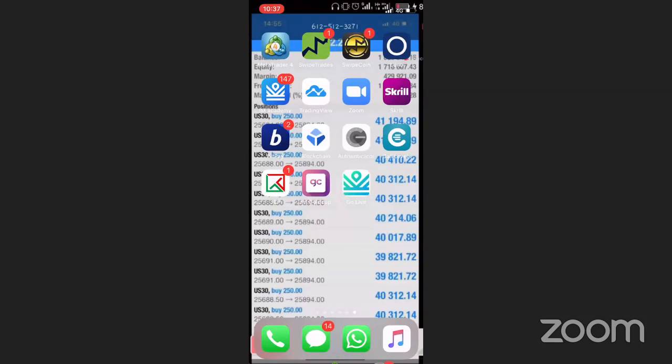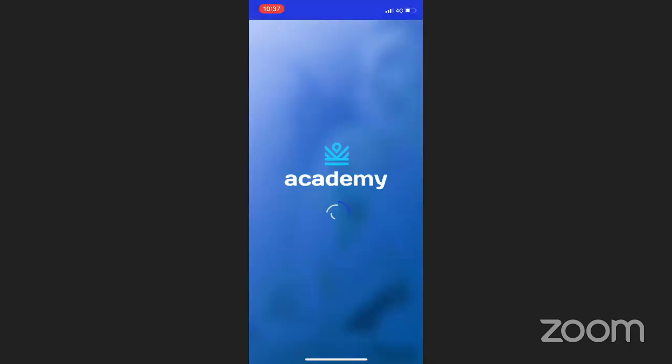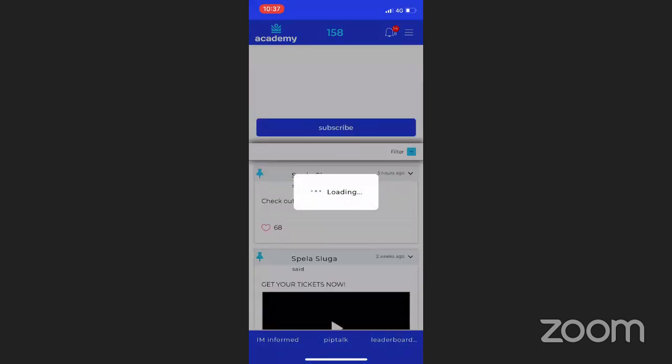When you download it, you click on it, the first thing you're going to do is put in your username and your password. It's going to request your username and your password. Then you can log in. But because I'm already logged in, it didn't request. But if you download the app right now, it's going to ask for your username and your password. And when you log in, this is what it's going to look like.